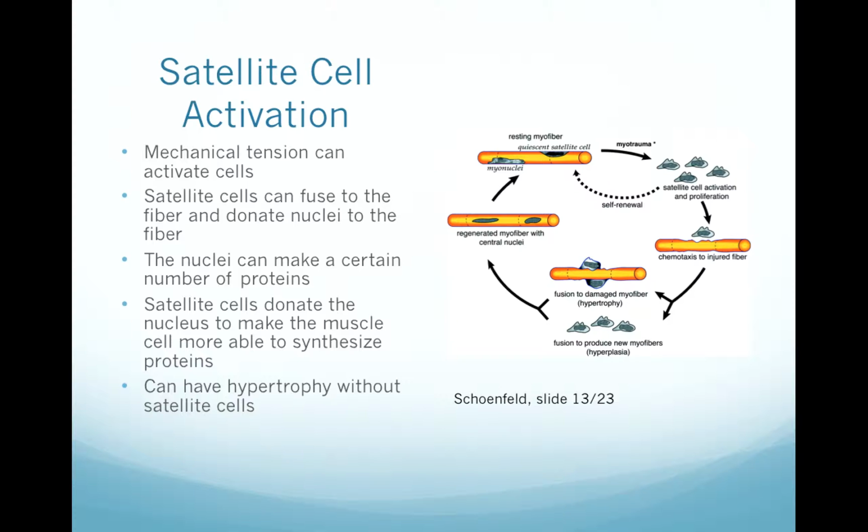There can be hypertrophy without satellite cells, and I liked Dr. Schoenfeld's factory analogy he made in his presentation when describing satellite cells. So, at that maximal output, the only way to increase production is to increase the number of factories. So that's the way that the nuclei work to help the muscle cell synthesize more proteins.